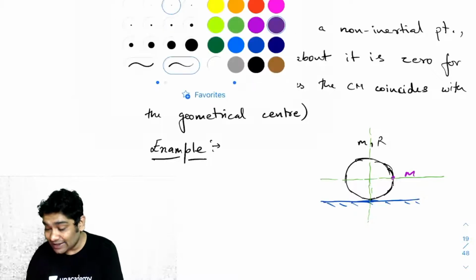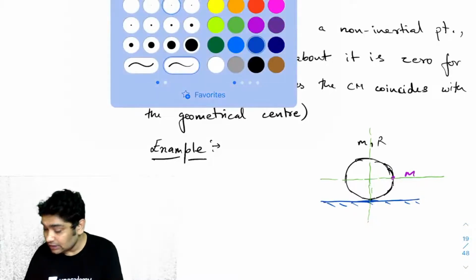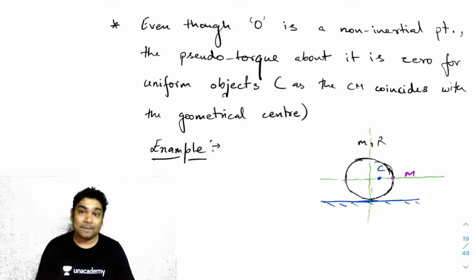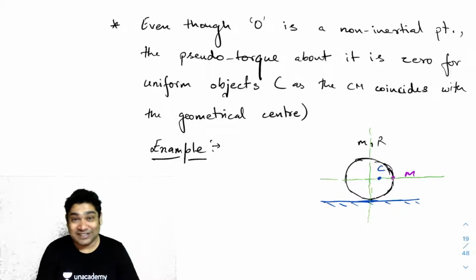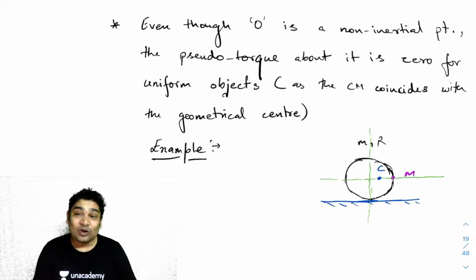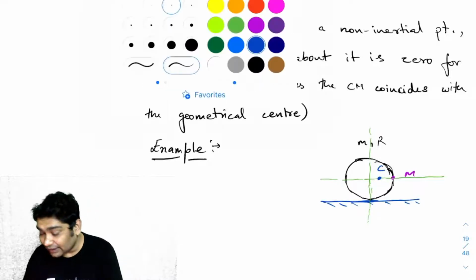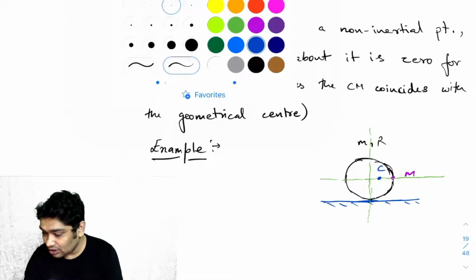So the total CM of this configuration, realize this is where the CM would have lied. Now, what is the condition for pure rolling? Would that be V_CM equals omega r? No. That would still be, let's say, with the center, and let's give those points some name.